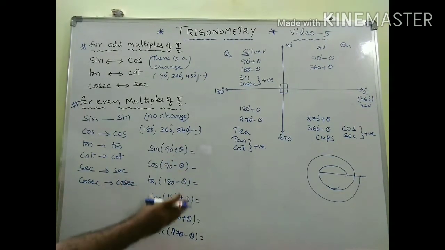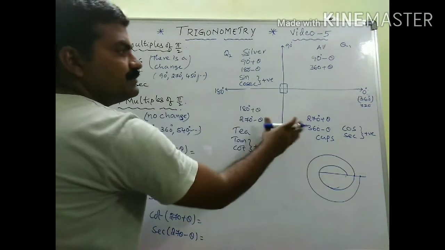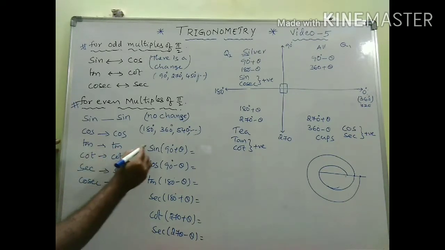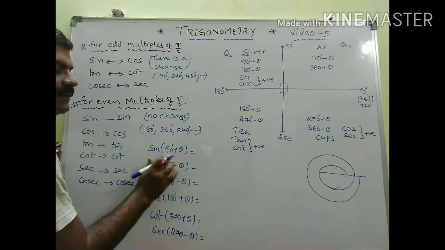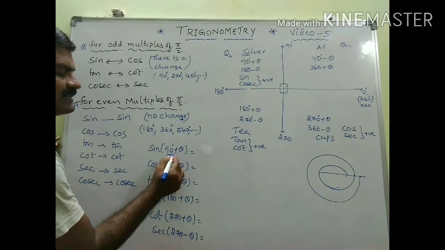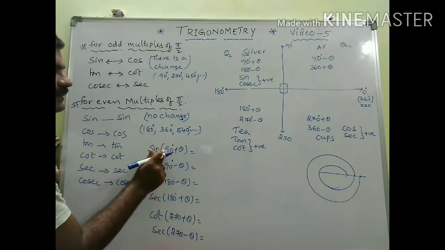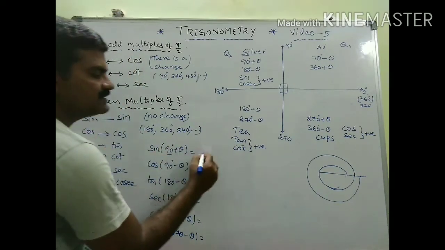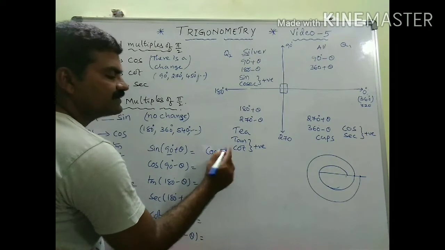So let us see some examples. See, using this concept, how easily we can guess this formula, its answer. First of all, let me find sine of 90 plus theta. First you observe here, 90 is an odd multiple. For an odd multiple, sine changes into cos. Hence you need to write cos theta first of all.